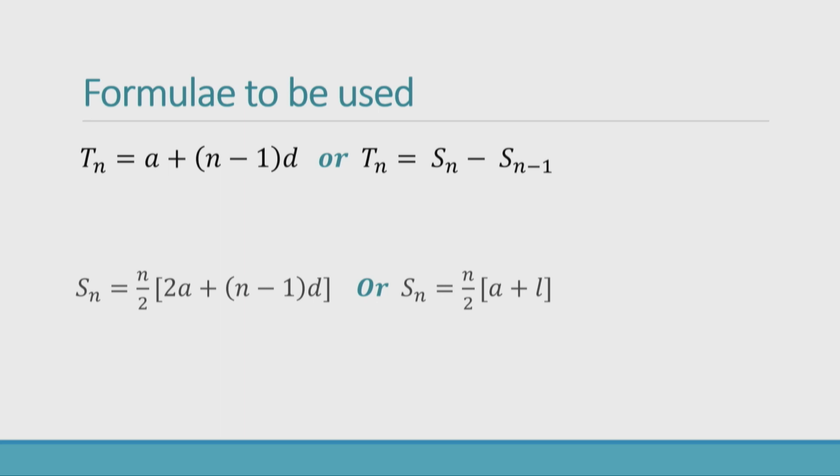For Sn now, we are going to have two formulas. Sn is equal to n over 2 into (2a plus (n minus 1) into d). Or we can also use Sn, the sum of the first n terms, as n over 2 into (a plus l), where a will be my first term and l will be the last term. So we usually use this formula if we are given the last term.